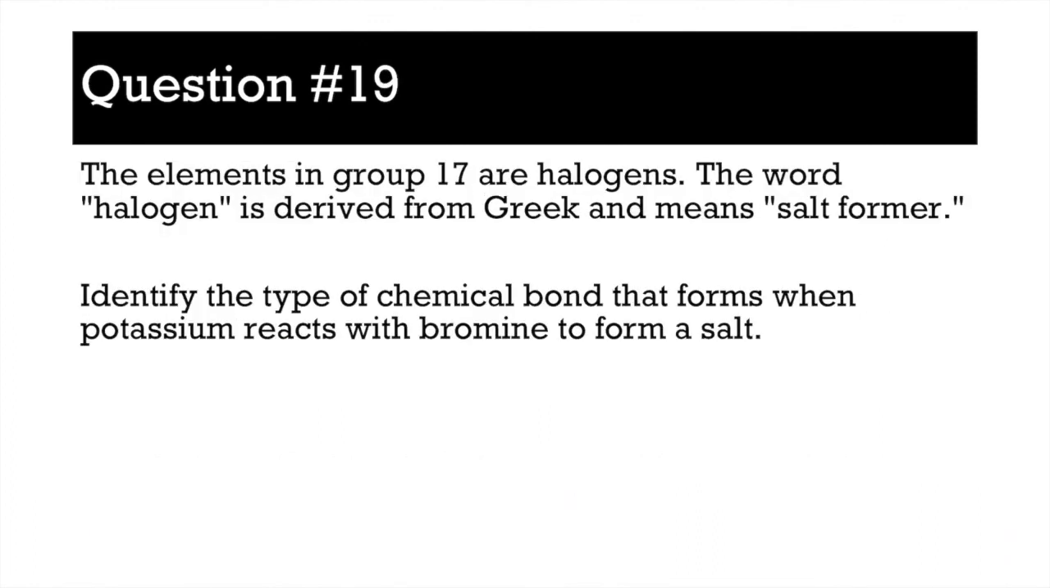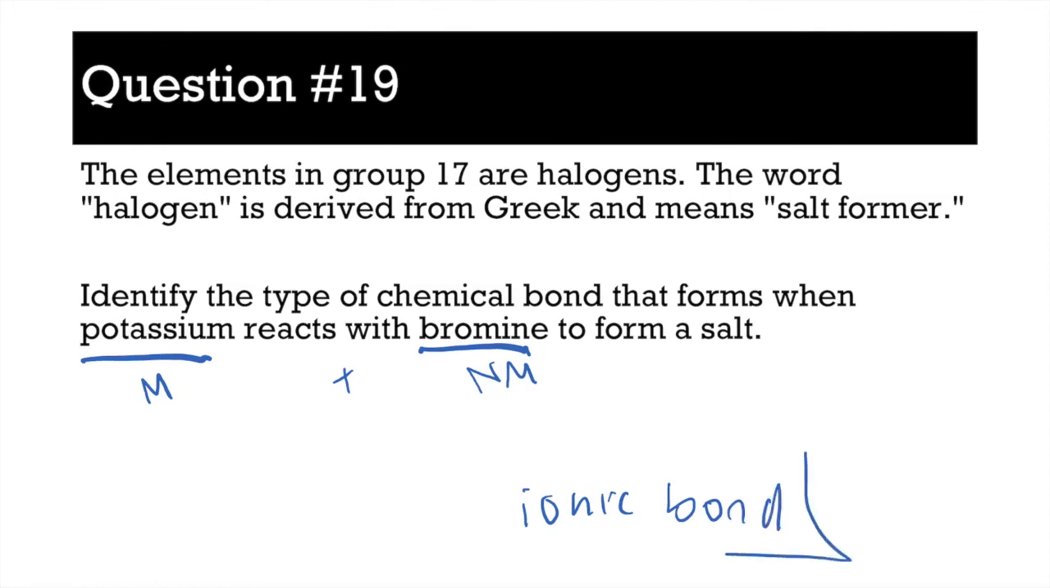Okay. Number 19 says the elements of group 17 are halogens, and so on. Identify the type of chemical bond that forms when potassium reacts with bromine to form a salt. So again, let's look at the element classifications. Potassium is a metal. Bromine is a nonmetal. So metal plus nonmetal is an ionic bond. 2 words, that's all you need.